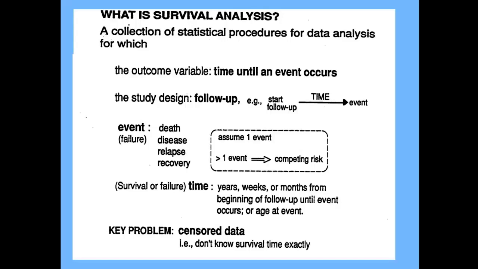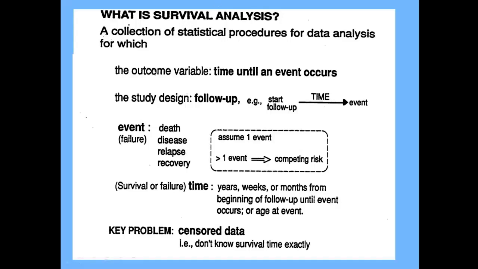The event could be a good thing, somebody's cured, or it could be something bad, they go out of remission, or they die. So it's time until an event occurs, okay? And that's the outcome variable. That's what you're trying to predict, or describe. You're trying to see whether an exposure variable helps to explain how long it takes for somebody to get an event, comparing groups and so on.